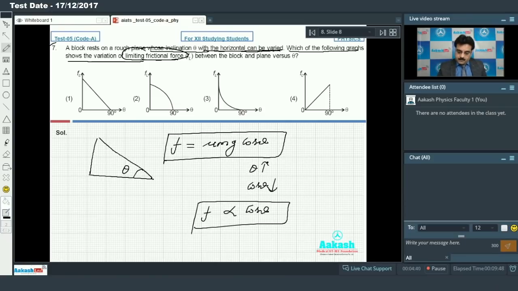As I said, if theta is increased, then value of cos theta will decrease, and nature of the graph will be in terms of cos theta. So there is no hesitation. My option number 2 is correct. So let's move on. Question number 8.